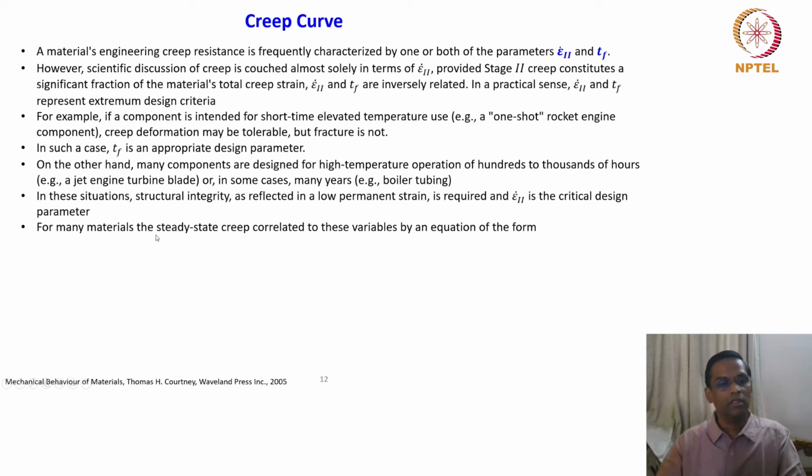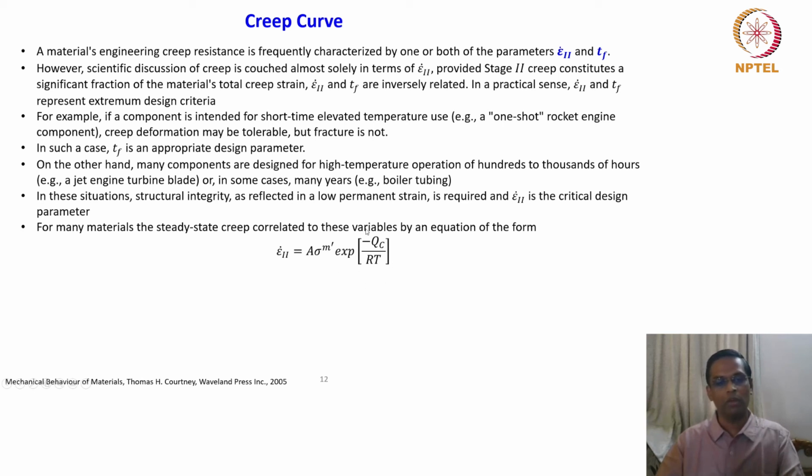For many materials, the steady state creep is correlated to these variables by an equation of the form epsilon dot 2 is equal to A into sigma to the power m prime into exponential minus QC by RT. So this is a very, very basic equation. You have to remember, this is the steady state creep equation. Whatever we are going to discuss about creep deformation and their mechanisms, this is the basis. All the equations will follow this format.